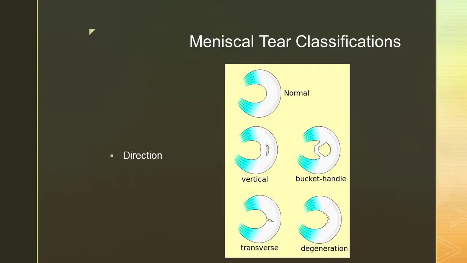Horizontal tears are more likely to occur because of a degeneration in the meniscus. If a person has a vertical or a bucket handle tear, they're going to notice locking of their knee.